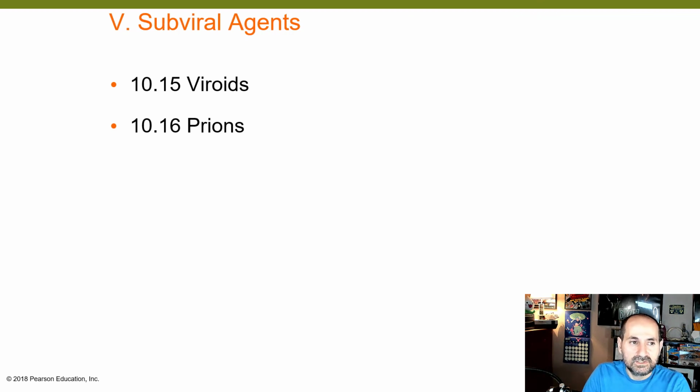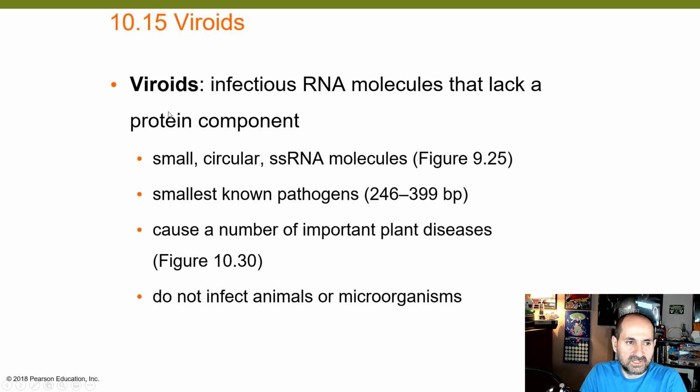So moving on to other agents. These are small infectious agents that are even simpler than viruses, but they can be spread. They're communicable. So these are called subviral agents: viroids and prions. Let's talk about these. Viroids are infectious RNA molecules that lack a protein component. So think about a virus, but without the protein part, without the capsid.